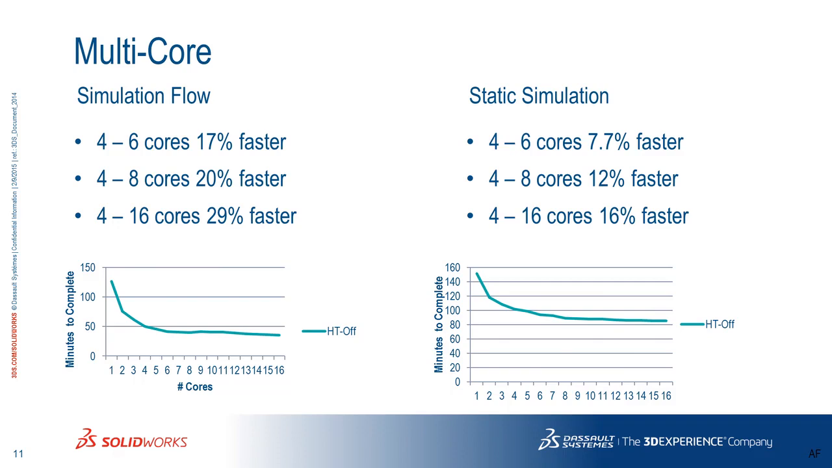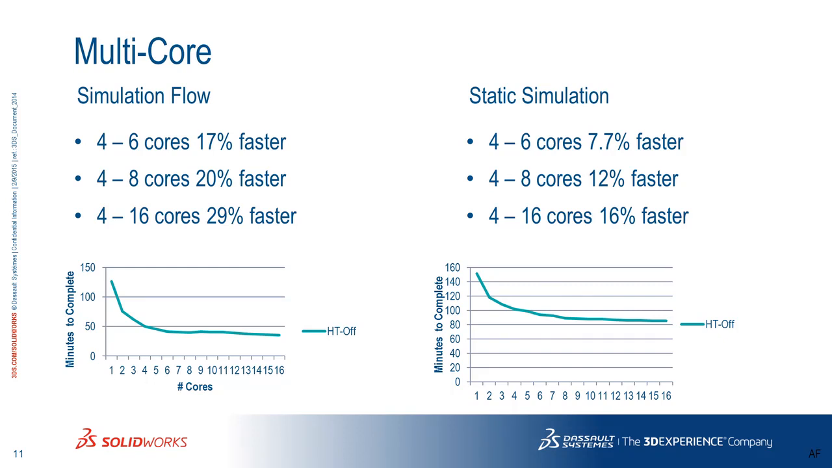With simulation, the 2 different types of simulation that we dealt with here were both SOLIDWORKS Simulation. We didn't go into Abaqus and ANSYS and all those things that take advantage of this much more effectively than we do. But going from 4 to 6 cores, you get a jump of 17% on a FlowWorks simulation. There's a lot of options out there, a lot of different things you can do. Some will give you more of a performance hit, some will give you less. Going from 4 to 8 gave us 20%, and 4 to 16 cores gives you 29%.